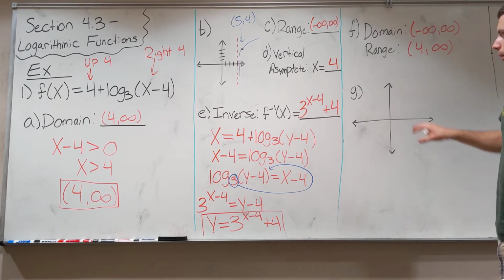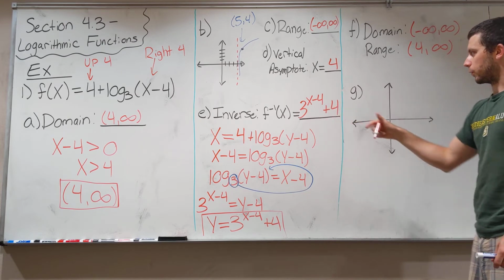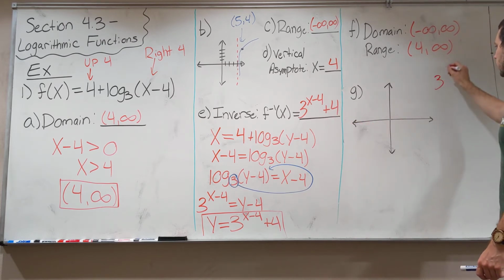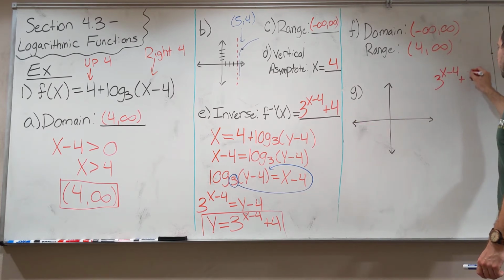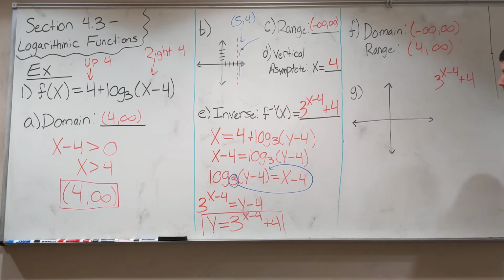And then the graph, so we're trying to figure out the graph of 3 raised to the x minus 4, plus 4. So if you can identify how transformations will affect this. So this is an exponential function. We know that the shape is looking similar to this shape here. This would be, in the last section, the parent function, with an asymptote here.